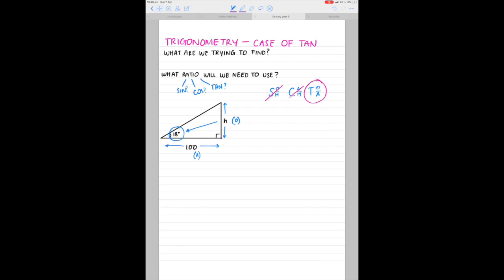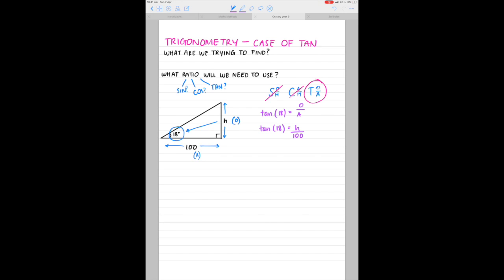So when writing this out, we're going to write tan of our reference angle equals opposite over our adjacent. So writing that out again with all the values or letters that we have, we're going to write tan 18 equals h over 100.